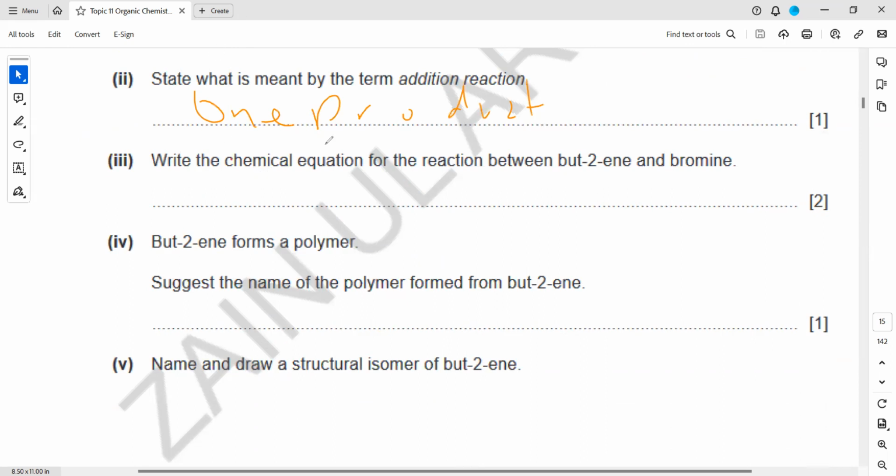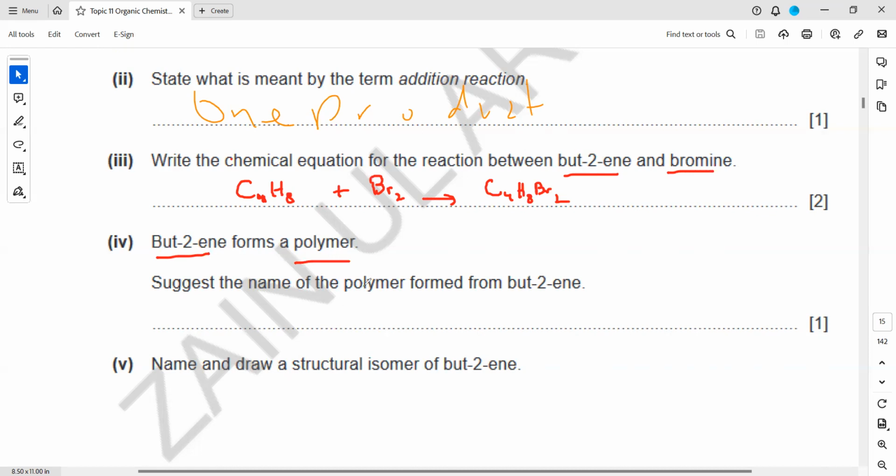Write a chemical equation for a reaction between butene and bromine. What is the formula of butene? But means 4 carbon. And because it's an alkene, how many hydrogen? 8 hydrogen. So C4H8. Bromine is a non-metal. Non-metals exist as molecules, so bromine will be Br2. When they react, there will be an addition reaction, so we will have only one product. So it will be C4H8Br2.